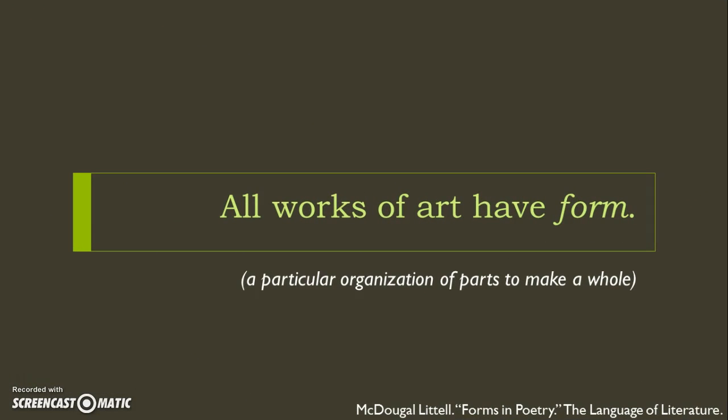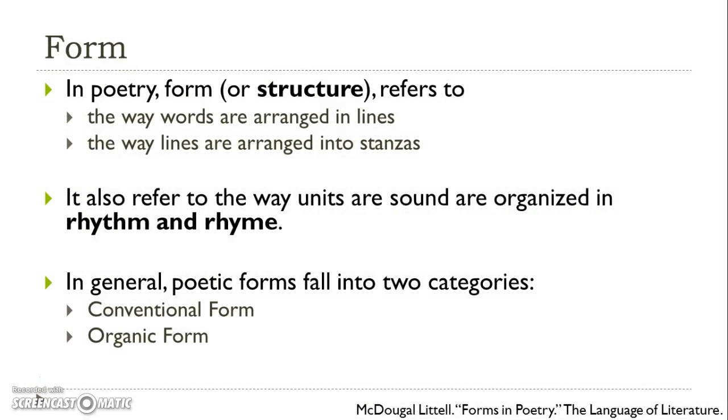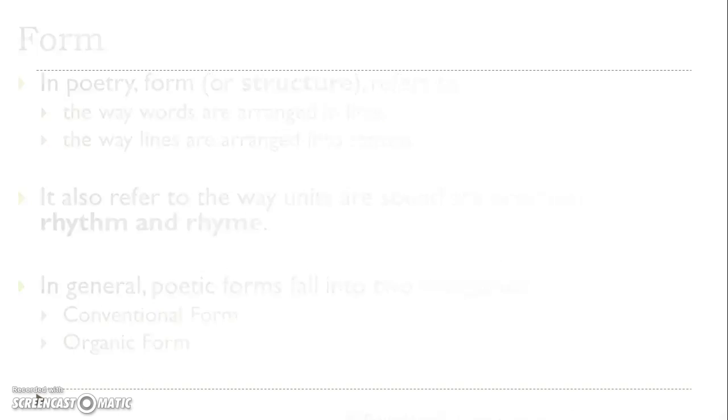All works of art have form, which is a particular organization of parts that make up a whole. Form, or structure, in poetry refers to the way the words are arranged in lines, the way lines are arranged into stanzas, and the way the units of sound are organized in rhythm or rhyme. In general, poetic forms fall into two categories: conventional and organic. Let's compare those and their differences.